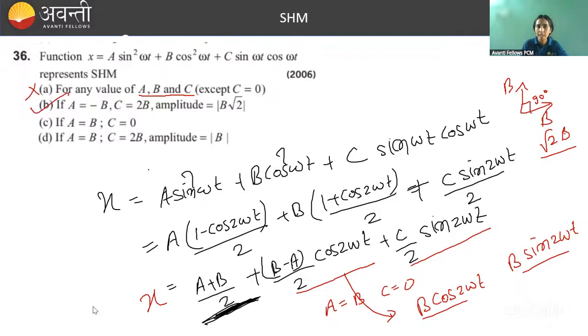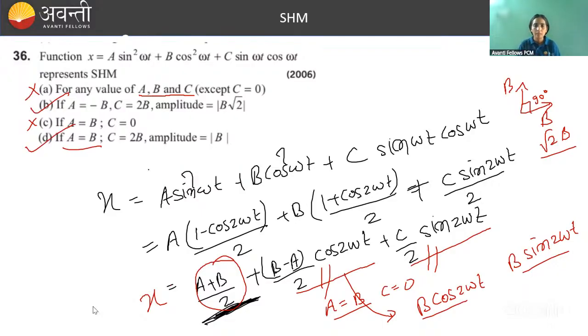ठीक है? If A equal to B, अगर हमने A equal to B कर दिया और C equal to 0, so this won't remain SHM. We have already checked it. So this is wrong. If A equal to B, ये 0 हुआ, C equal to 2B, amplitude will be B. क्योंकि in that case, this is not representing at all SHM branch. If A is equal to B, this will become 0 and this will only remain B sin 2 omega t, which is an equation of SHM with amplitude B. So correct option should be B and D.